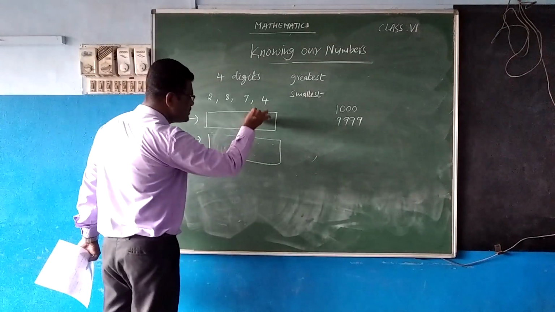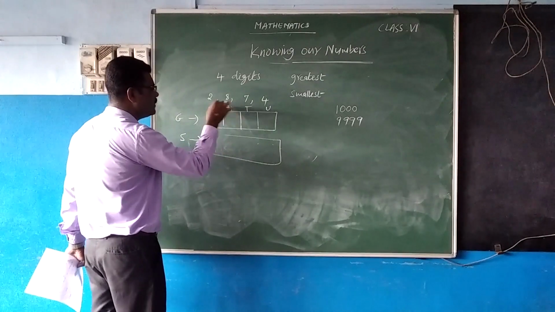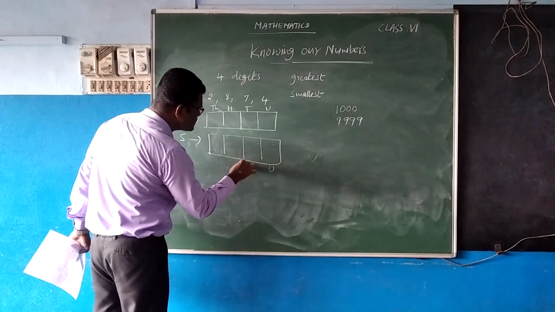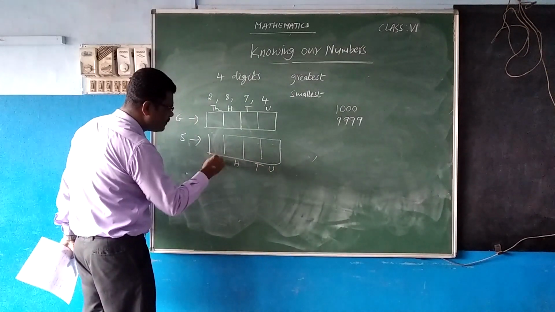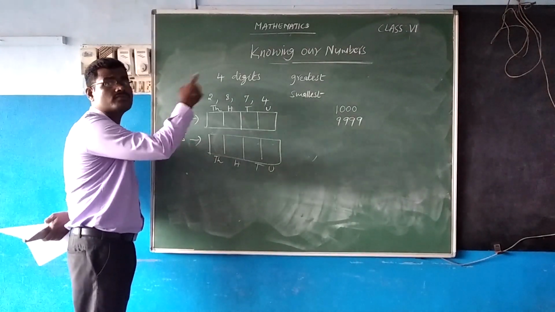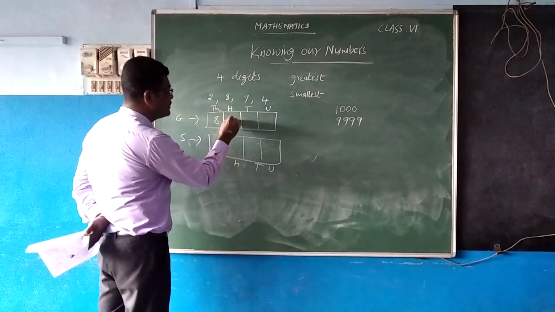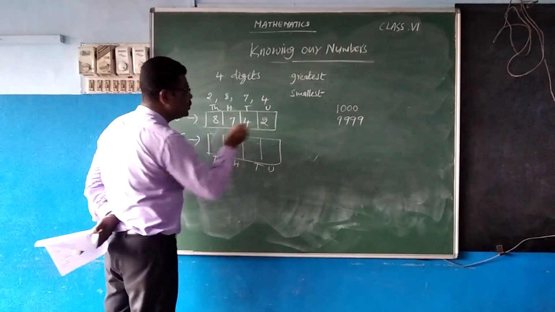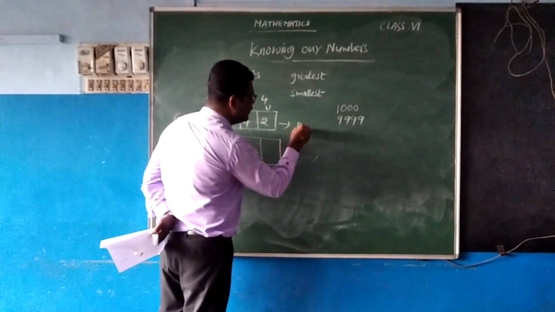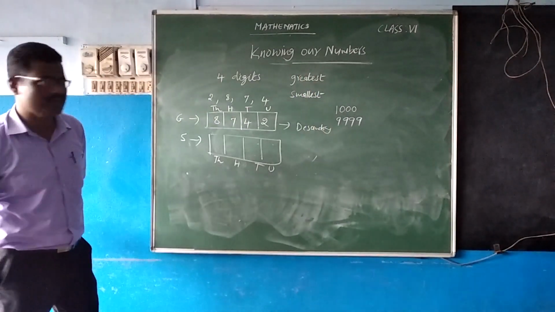In this we need to form the greatest 4-digit number as well as the smallest 4-digit number. This digit is unit place, this will be in tens place, this in hundred place, and this in thousand place. Listen here, greatest number. For the greatest 4-digit number you have to take the bigger number first, 8, then 7, then 4, then 2. It is nothing but writing the digits in descending order.